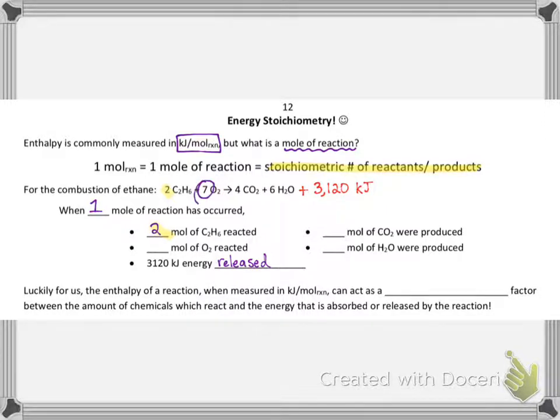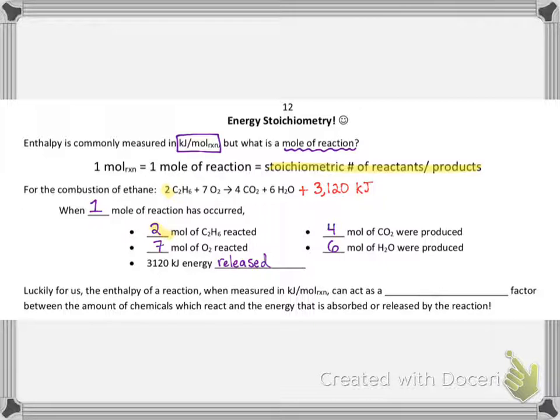7 moles of oxygen. And when you look at the products, so when this reaction ran a mole of times, well, based on the stoichiometric coefficient, there would have been 4 moles of CO2 produced and 6 moles of water. So that's what we mean by a mole of reaction.